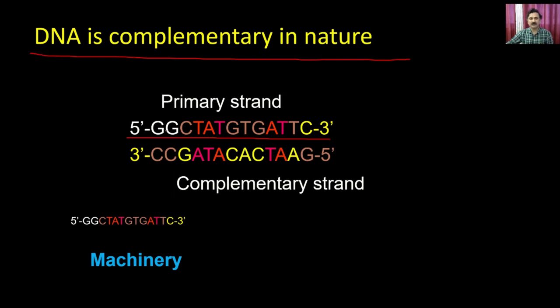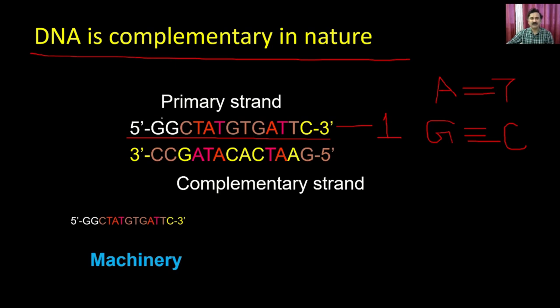For example, you have a sequence of GGC, TAT, GT, GA, TTC, and this is strand 1. If this is your strand 1, and you know that A is going to pair with T with the help of 2 hydrogen bonds, and G is pairing with C with the help of 3 hydrogen bonds, then if you have to generate the complementary strand, wherever you have G, you can put C, and wherever you have A, you can put T. So if this is the primary strand, you can easily generate the complementary strand: C, C, G, A, T, A.